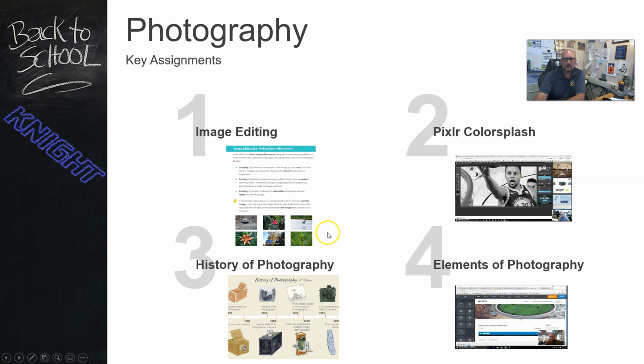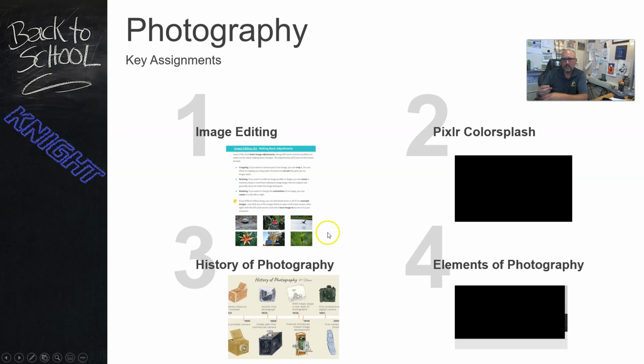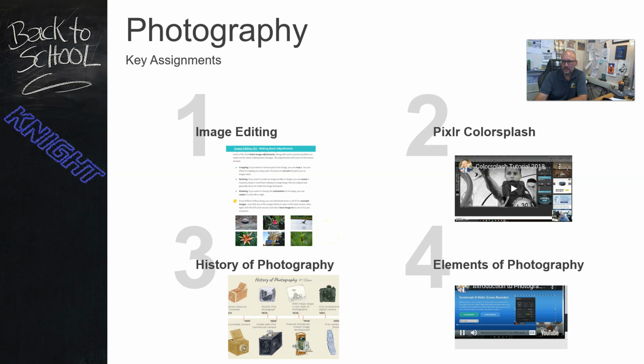And photography, we're going to do simple image editing of photographs that we find online. We're going to do a lot of projects on a website called Pixlr. It's kind of a poor man's version of Photoshop, so we'll be doing a lot of stuff there. One of my favorite projects is called Color Splash, where you take a photograph, make it black and white, and then just reveal a little bit of color. So it's kind of a neat project.